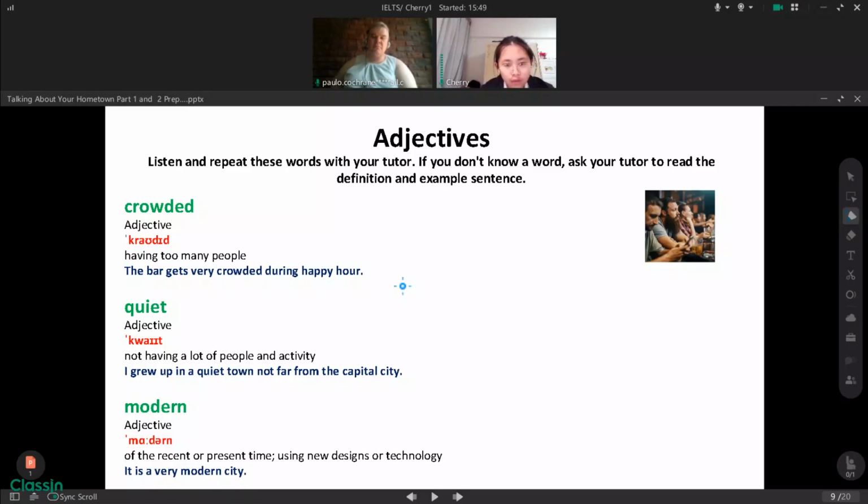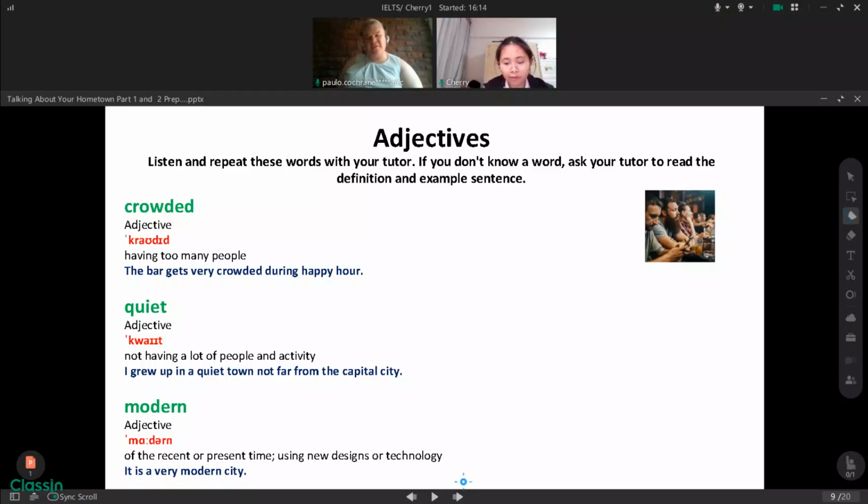Modern, often related to the present time, using new designs or technology. It is a very modern city. Remember your article to pronounce it. Okay, so do you know these vocabulary words? Crowded, quiet, and modern. Yes, I know. Okay, very good.